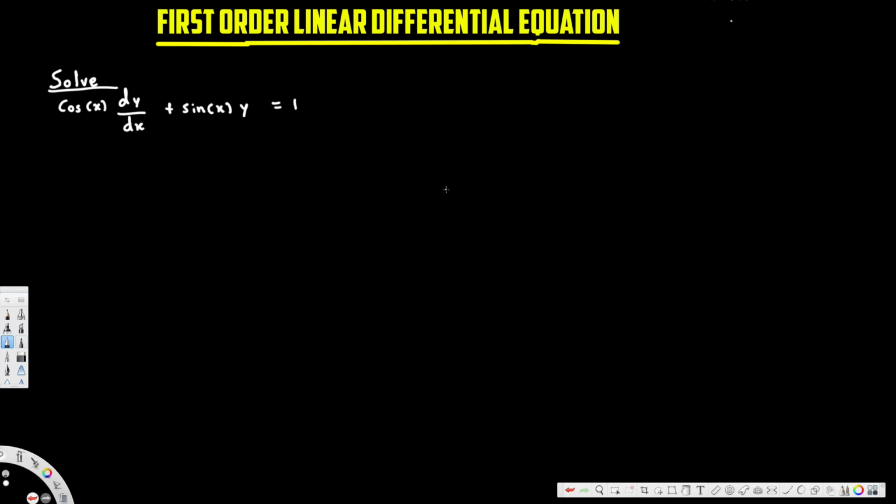What's going on, guys? In this video we are going to see how to solve a first order linear differential equation. First of all we have to know the standard form of a first order linear differential equation. First order linear differential equation means the maximum power has to be 1. Here you can see the y is 1 and we have to have a first order derivative. So if you have y square or something like that, it is not a linear differential equation.